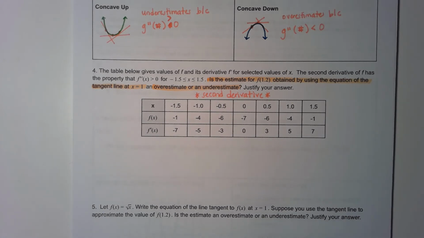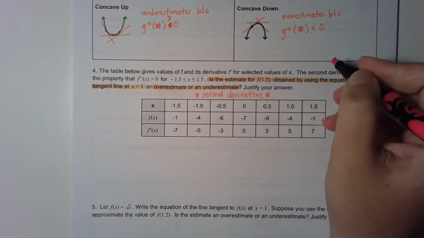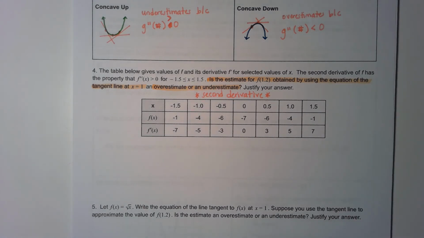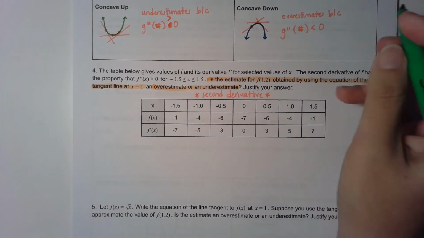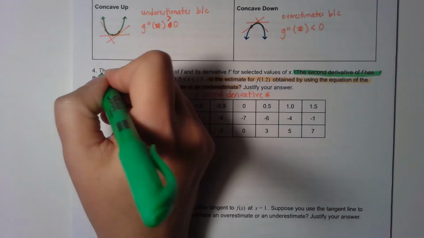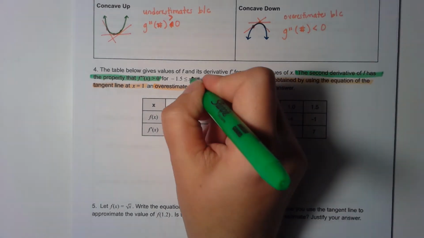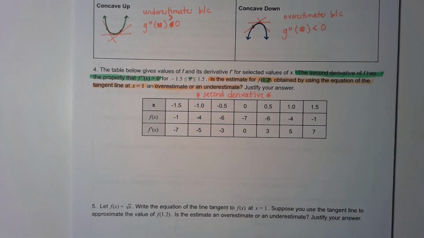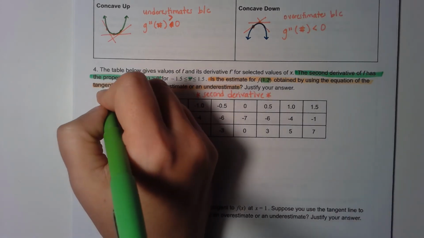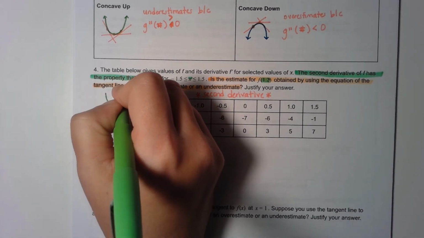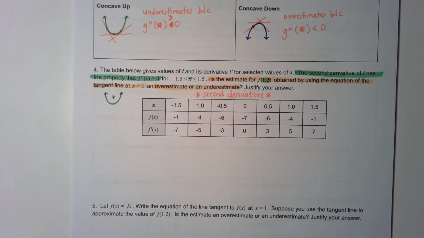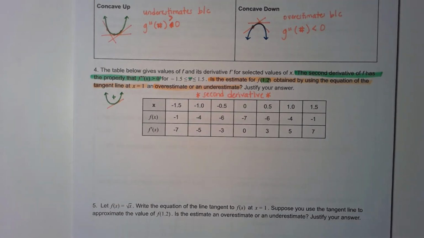The original instructions tell us that the second derivative of f has the property that f double prime of x is greater than 0 for all of the x values between negative 1.5 and positive 1.5. And our x value happens to be in between those two numbers. So if the second derivative is positive, that means that our function is concave up, like a cup, which means all of our tangent lines will be below the curve.